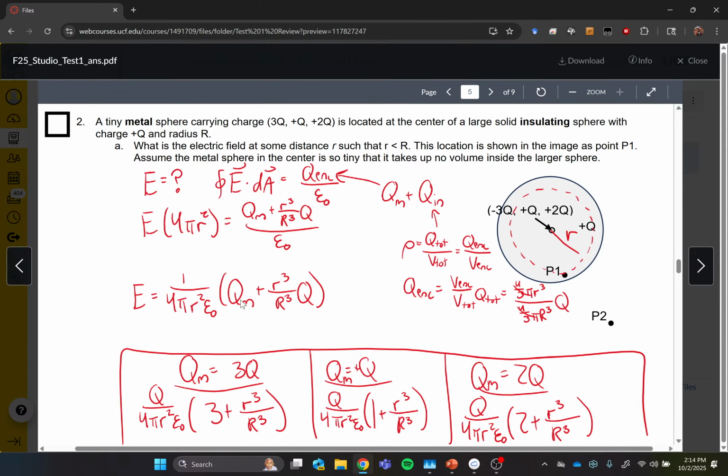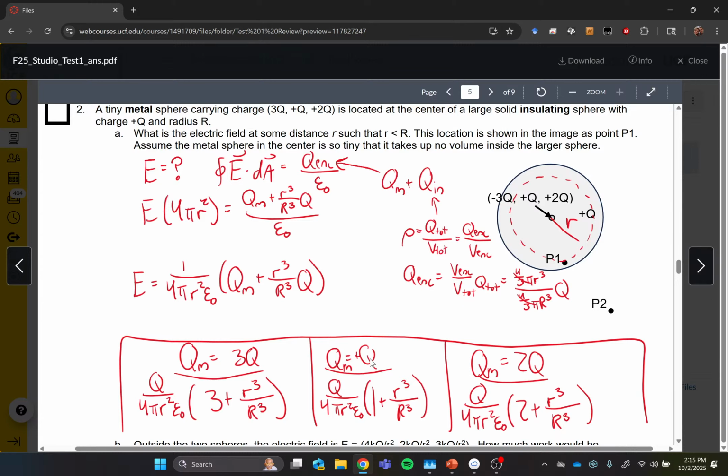So when I say charge enclosed, how much charge is enclosed? Find how much charge is enclosed from the insulator, find how much charge is enclosed for the metal, and just add them together. So what's the charge enclosed? It's the charge enclosed for the insulator. You do the math for that, boom. And then you just add whatever the metal is. If it's 3Q, put the 3Q. If it's 1Q, put the 1Q. If it's 2Q, put the 2Q.